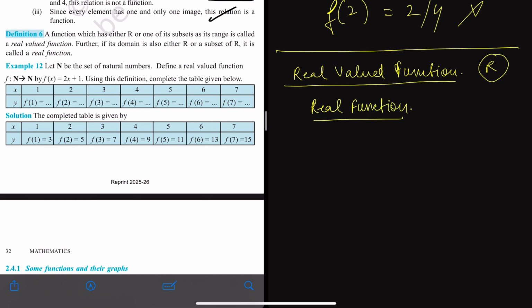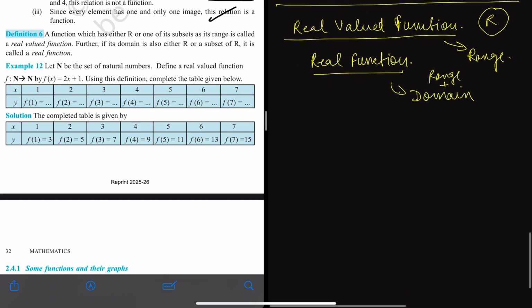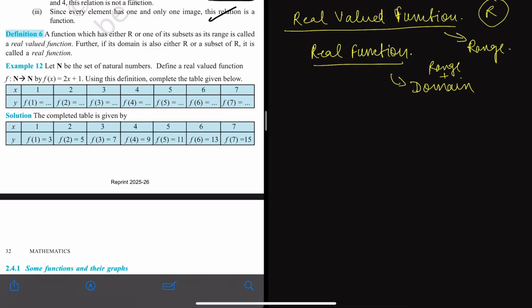A real valued function depends purely on the range being the real number set or a subset of it, and a real function depends on the domain as well. So if range plus domain, both are real numbers or a subset of the real number set, then it's called a real function.